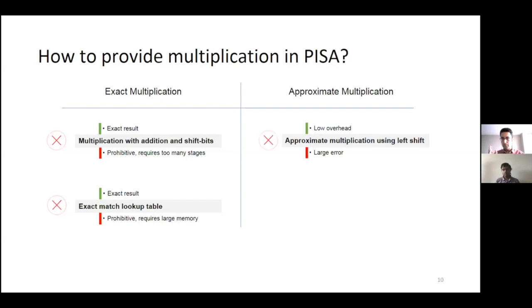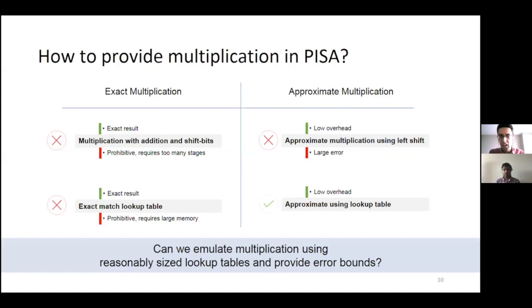So what about approximate multiplication? One way is to approximate multiplication using left shift. But the problem is that this approach produces a large error. The reason is, if you want to approximate your number with the closest power of two, it might be a far distance and it produces a large error, but it has a low overhead.